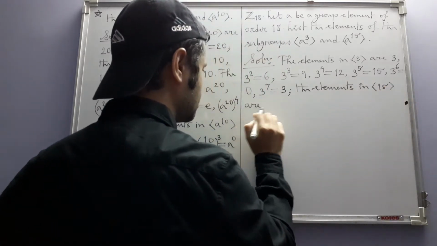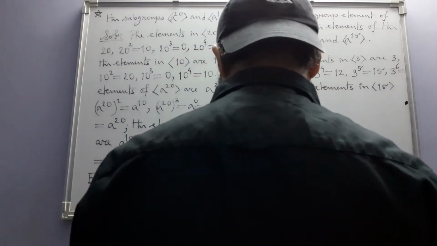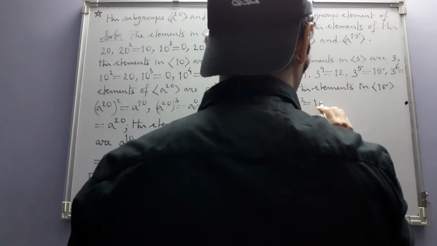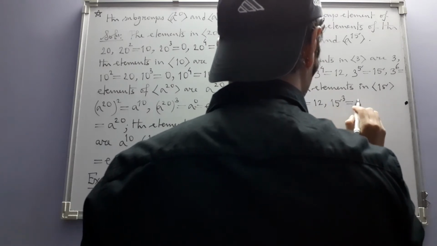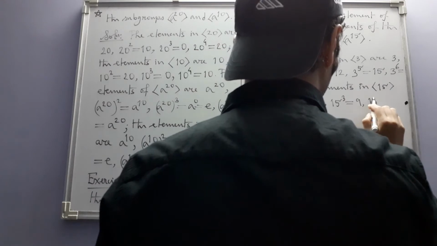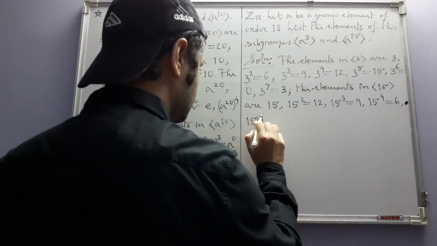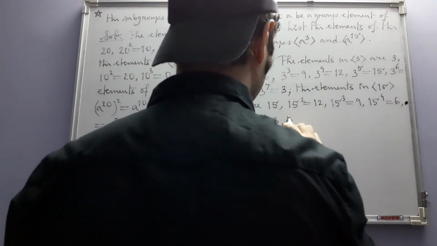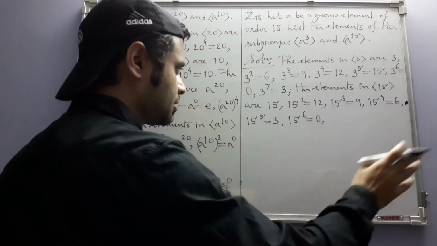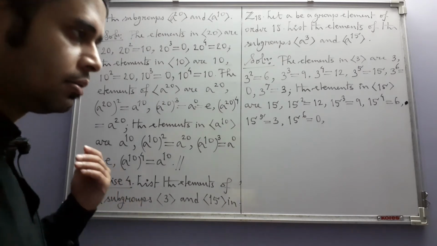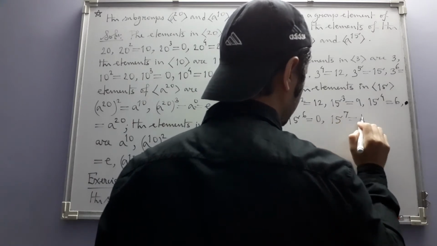The elements in this cyclic subgroup are 15, then 15 square is 30, 30 modulo 18 is 12. Just like that, if one calculates 15 cube, one gets 9. 15 to the power 4 is 6. 15 to the power 5 is 3. 15 to the power 6 is 0. The moment you get 0, after that, the actual values of the powers are going to be repeated. 15 to the power 7 is going to be 15.